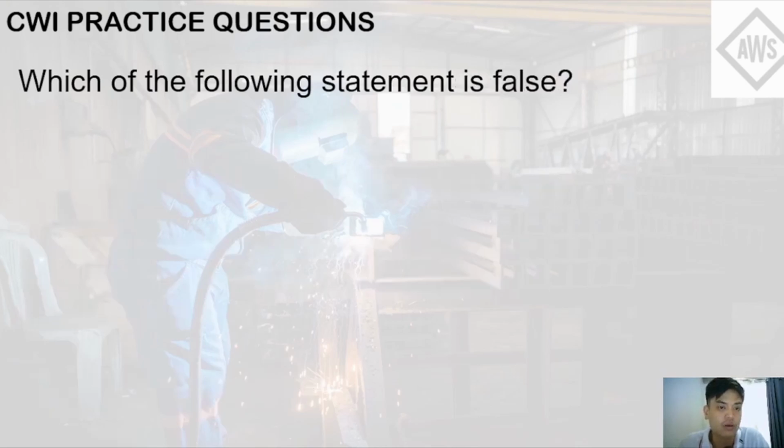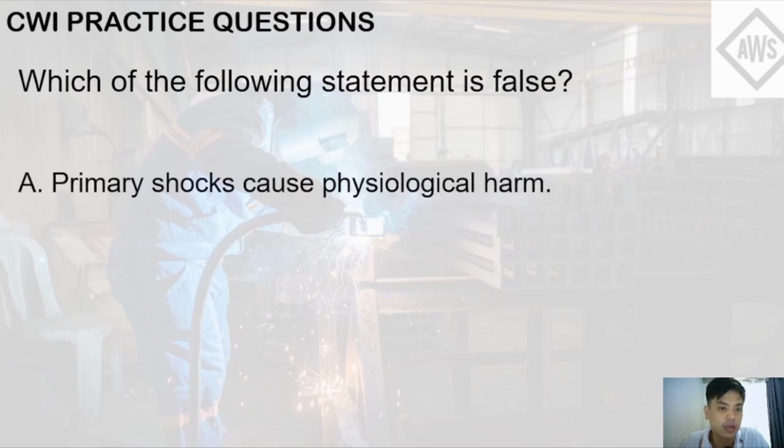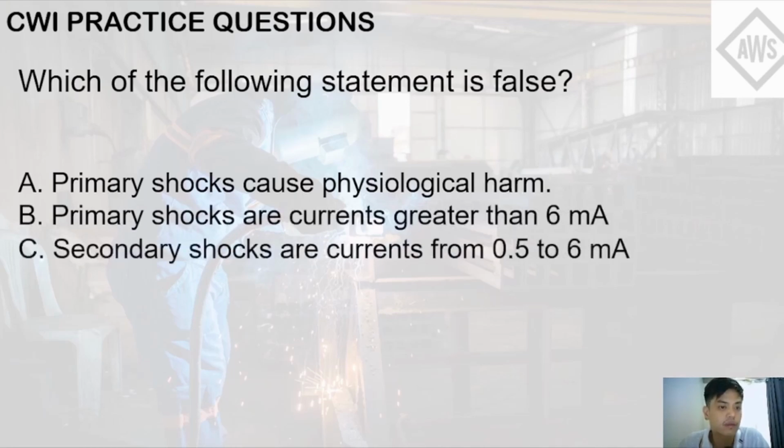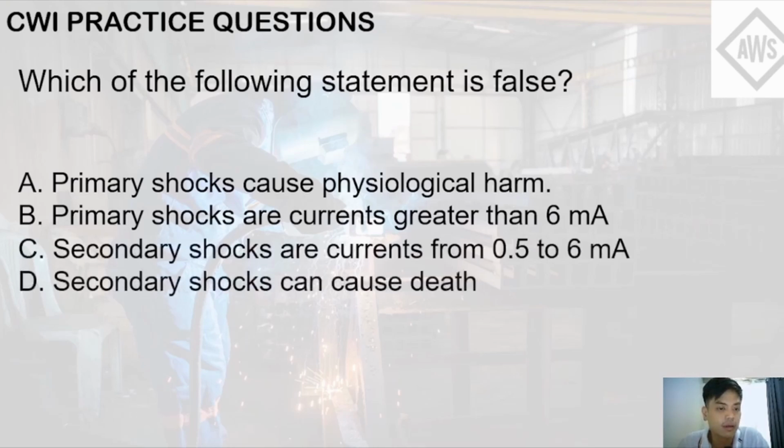Next question. Which of the following statements is false? Letter A, primary shocks cause physiological harm. Basically, this question is regarding electric shock. Letter B, primary shocks are currents greater than 6 milliamperes. C, secondary shocks are currents from 0.5 to 6 milliamperes. Letter D, secondary shocks can cause death. So which of the following statements is false?